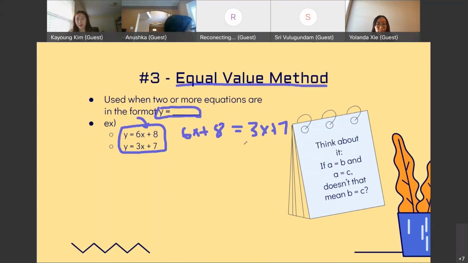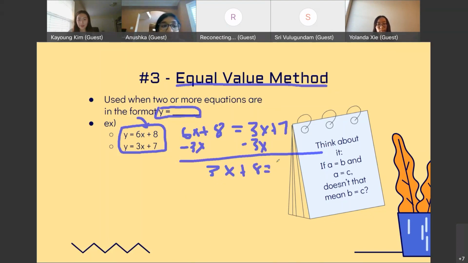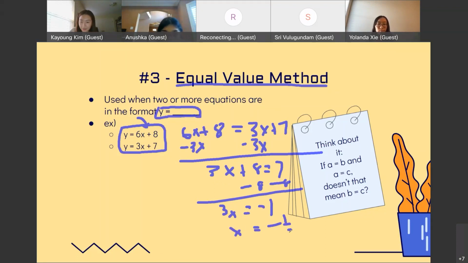So now I just have an x, right? So I can just simplify. Subtract 3x gives me 3x. No, that's not what I want. 3x plus 8 equals 7. Subtract 8. 3x equals negative 1. So then x is negative 1/3.